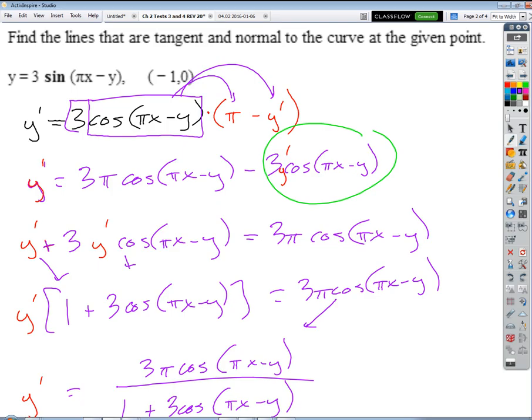Does that make sense at all? So why do we get multiple y primes? Why aren't we given a y prime when we differentiate in terms of y? Does that make sense? Okay, well, now let's be more specific about it.